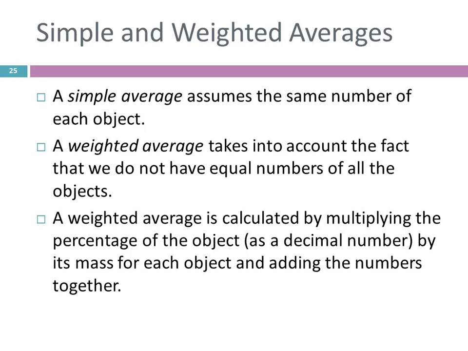A simple average is what you're accustomed to doing. You just add everything up and divide by the number of things. Well, it's hard to do with atoms because they're so tiny and there's so many of them. And so what we do instead is we use a weighted average. And that takes into account the fact that we don't have equal numbers of all of the objects. So we calculate a weighted average by multiplying the percentage of the object as a decimal by its mass for each object and adding the numbers together. And that probably made absolutely no sense at all.